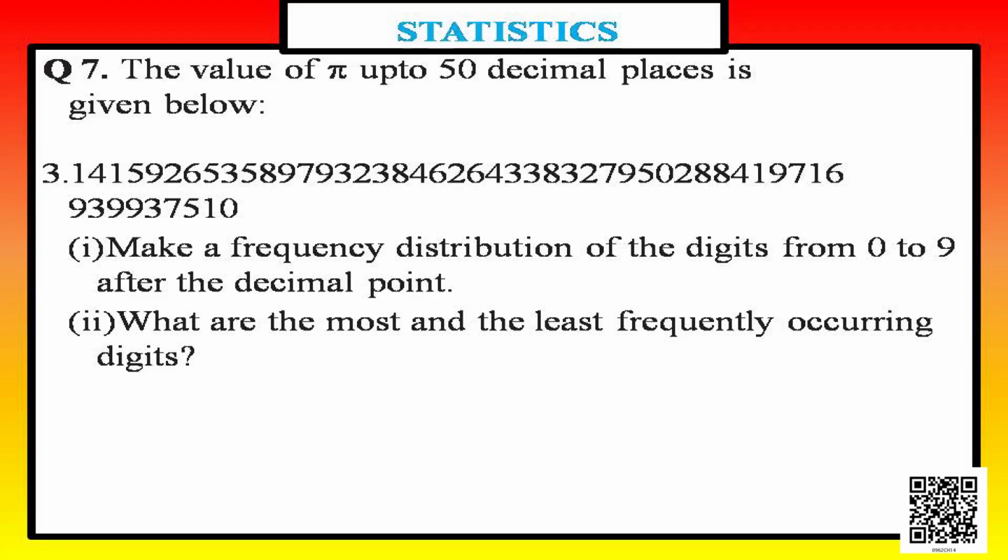Our next question is number 7. The question is: the value of pi up to 50 decimal places is given below. It is 3.1415926535 and so on. First bit asks: make a frequency distribution table of the digits from 0 to 9 after the decimal point. And second bit: what are the most and the least frequently occurring digits? Now let us solve it.